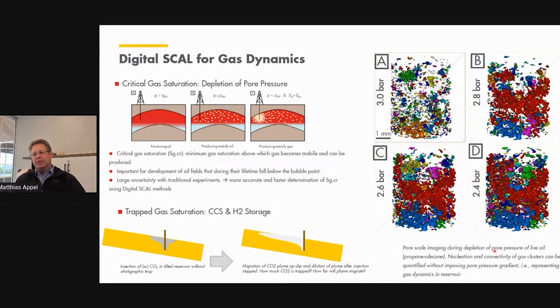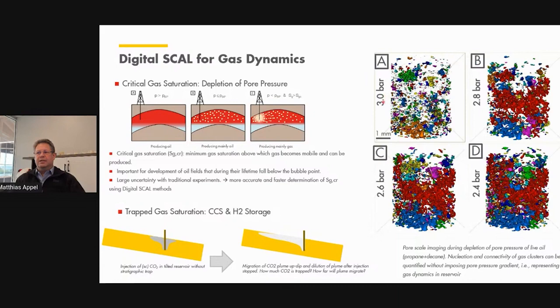Digitally, with multiscale imaging, you can basically make these experiments as shown here on the right. You take a two-phase fluid, you are depleting the pore pressure of the two-phase fluid, and what we are looking at here are individual gas clusters only, not the liquid, and different colors indicate different connected gas clusters.